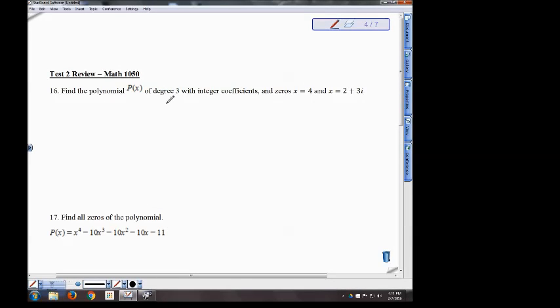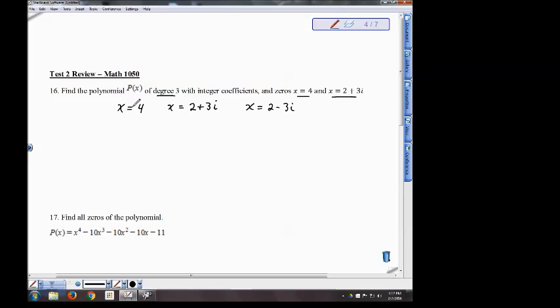Okay, number 16. We need to make a degree 3 polynomial, but we've only been given 2 zeros, and that's a problem. The number of zeros is supposed to equal the degree, and it's purposely been done. You're supposed to remember the fact that 2 plus 3i has a matching pair, 2 minus 3i. These types of zeros always come in pairs. They're called conjugate pairs.